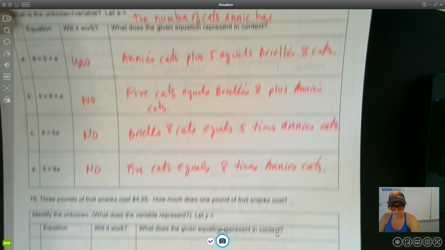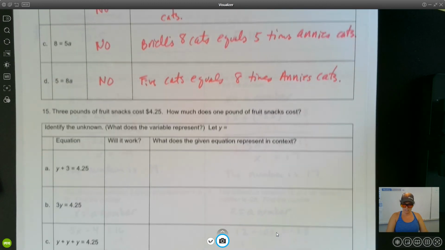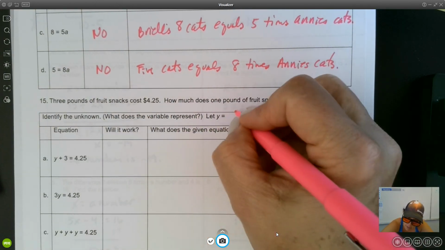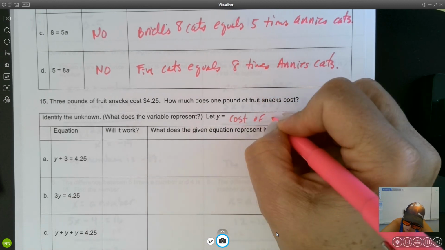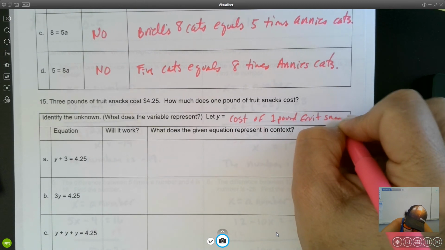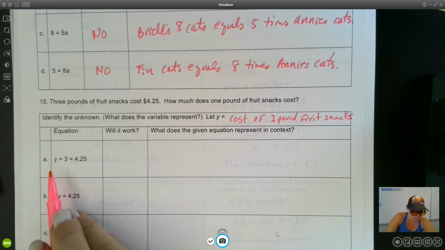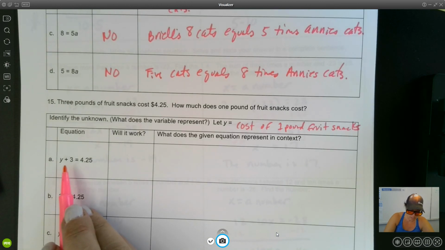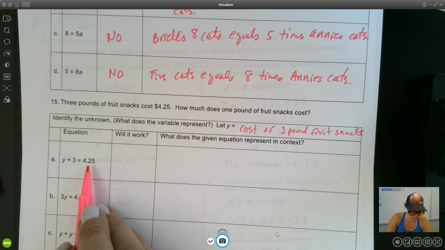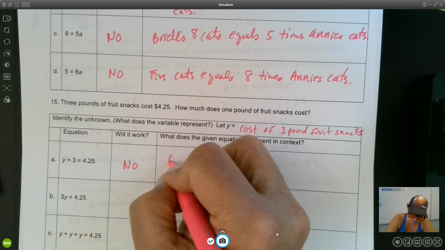All right, last one, number 15. If you want to pause and try it, go for it. 3 pounds of fruit snacks costs $4.25. How much does 1 pound of fruit snacks cost? Okay, so we're going to let y be the cost of 1 pound of fruit snacks. Okay, so 1 pound of fruit snacks plus $3 is $4.25? No, that doesn't make any sense.